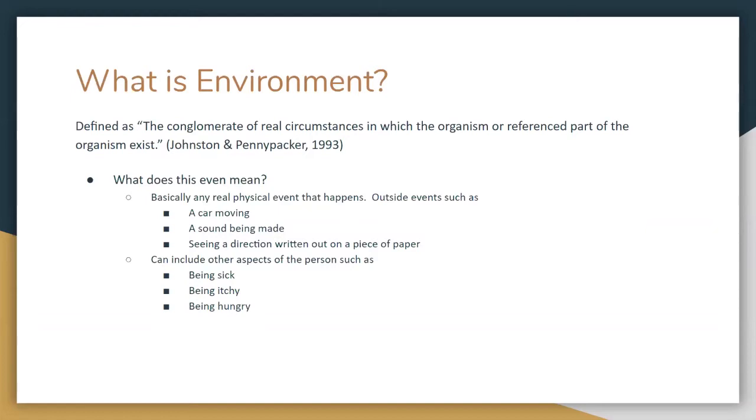So what does that even mean? Basically, it's any real physical event that happens. It could be outside events such as a car moving, a sound being made, or seeing a direction written out on a piece of paper. Any outside physical event that happens that could cause us to have any kind of behavior. Okay, these could also include other aspects of a person, such as them feeling sick, them being itchy, or being hungry. Those are all parts of a person's environment.